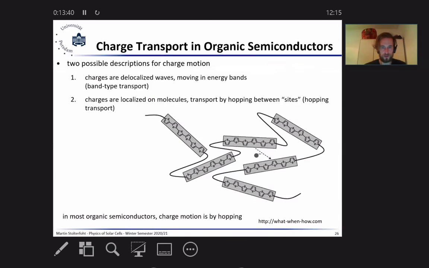This is very particular to organic semiconductors. So we don't speak about free electrons and holes. We need to understand these moving charges more as polarons. This is the take-home message of this slide.